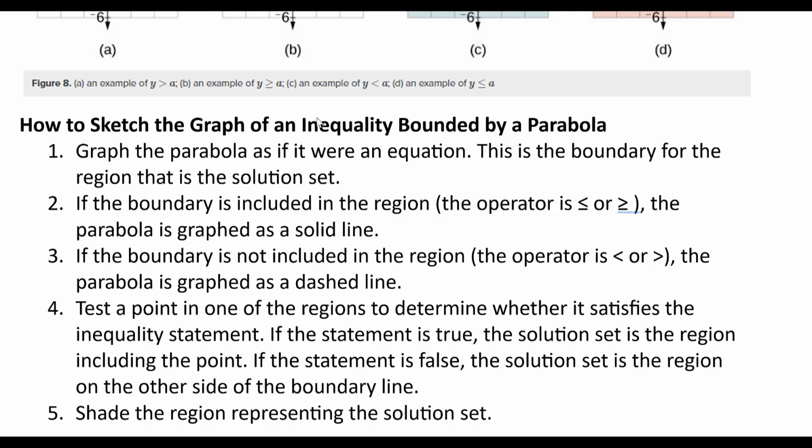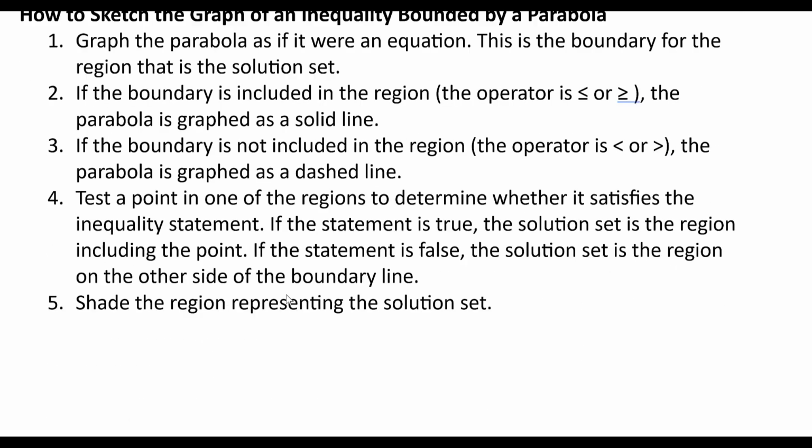So how to sketch the graph of an inequality bounded by a parabola. Graph the parabola as if it were an equation. This is the boundary for the region that is the solution set. If the boundary is included in the region, the operator is greater than or equal to, or less than or equal to, and the parabola is graphed as a solid line. If the boundary is not included in the region, the operator is strictly less than or strictly greater than, and the parabola is graphed as a dashed line.